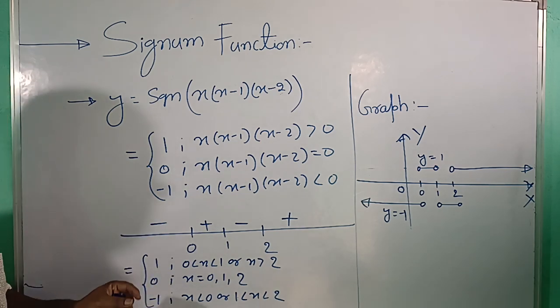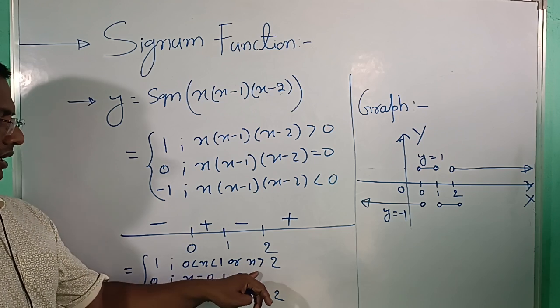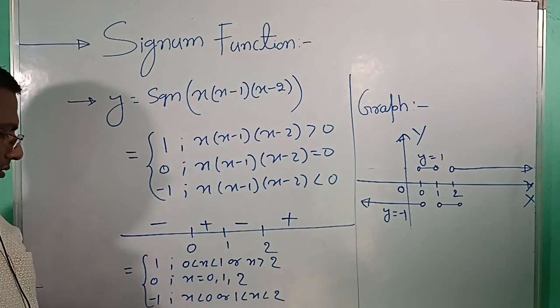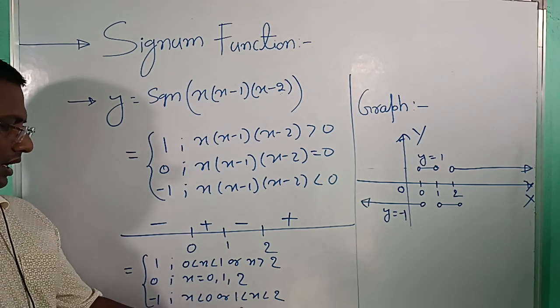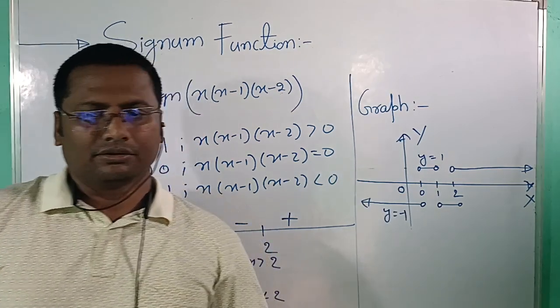So this will be 1 for x belongs to 0 to 1 and x greater than 2. This will be 0, x is equal to 0, 1, 2. This will be minus 1 if x less than 0 and x lies between 1 to 2. And its graph is this.